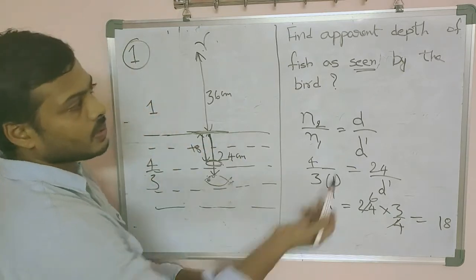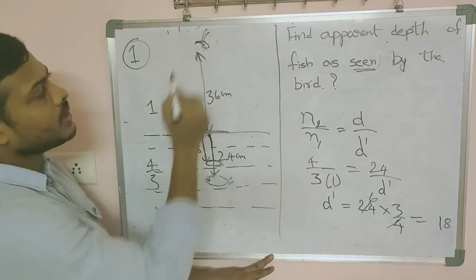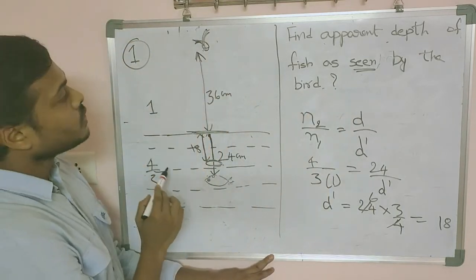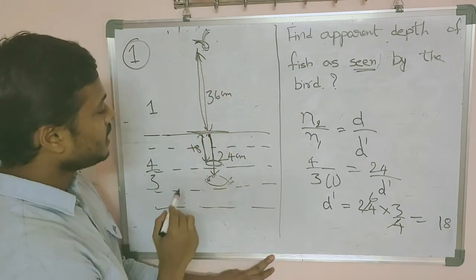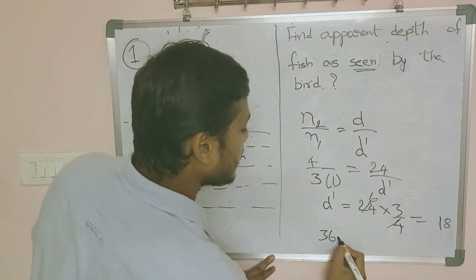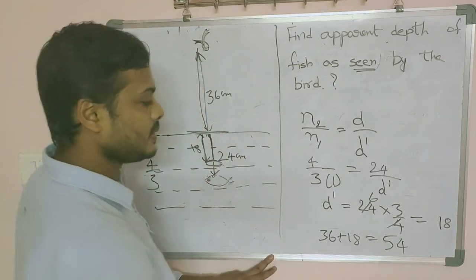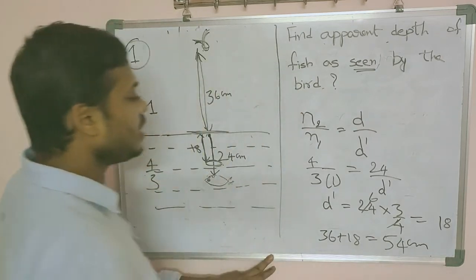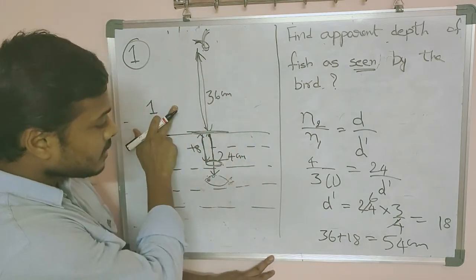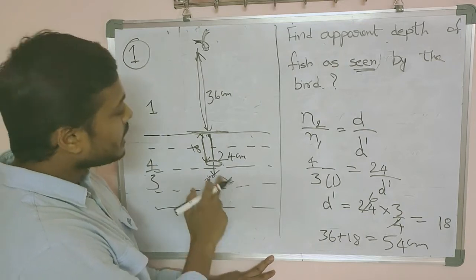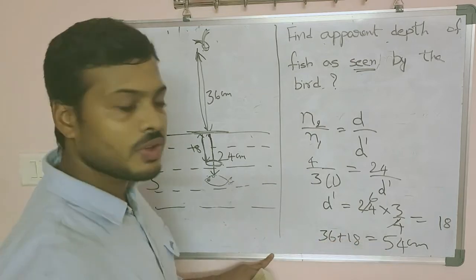Fish is somewhere here, if you see from here. But what is the question? Find apparent depth of fish as seen by the bird. But the bird is situated here. The bird lies here. So this is 18 centimeters and this is 36 centimeters. Total 36 plus 18, which is equal to 54 centimeters. What is the actual depth as seen by the fish? 36 plus 24, right? But the apparent depth is 36 plus 18, which is equal to 54 centimeters.